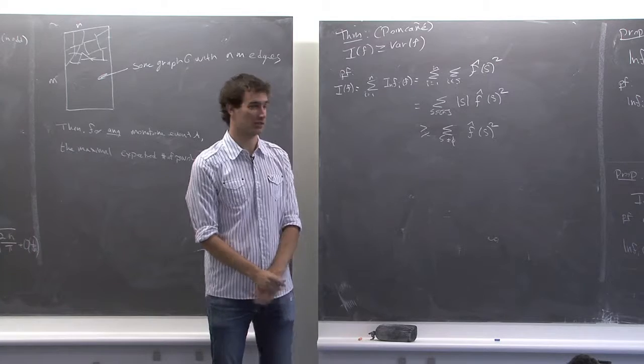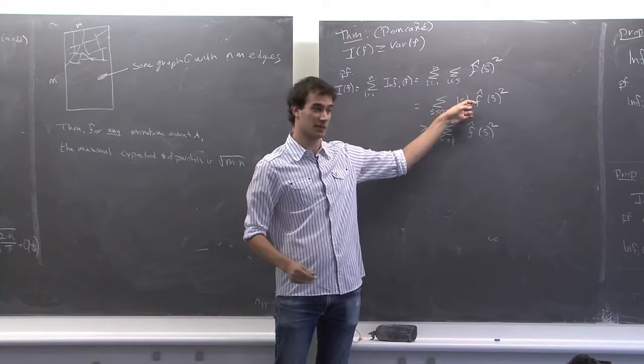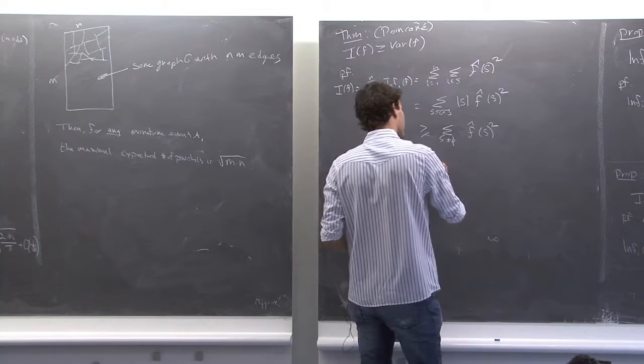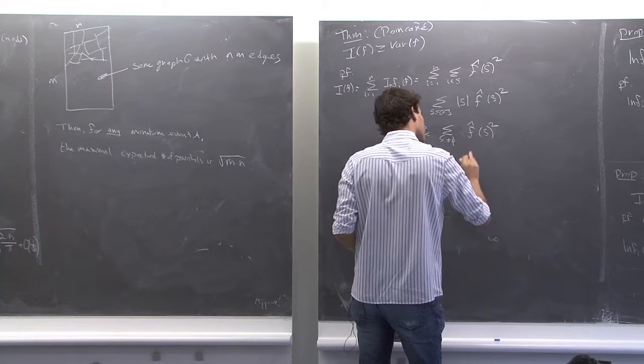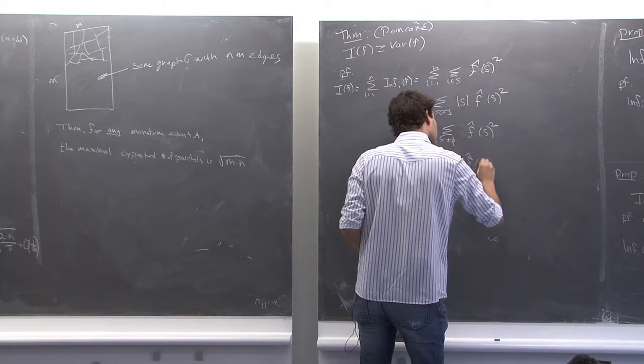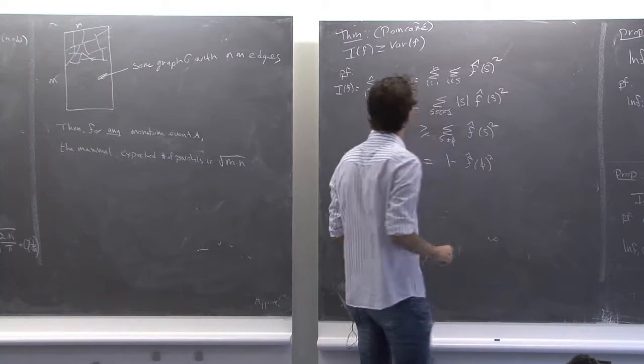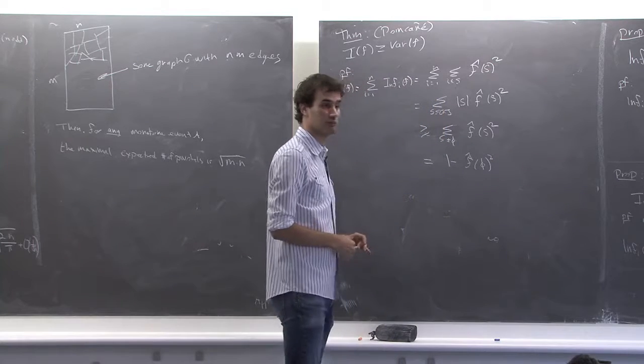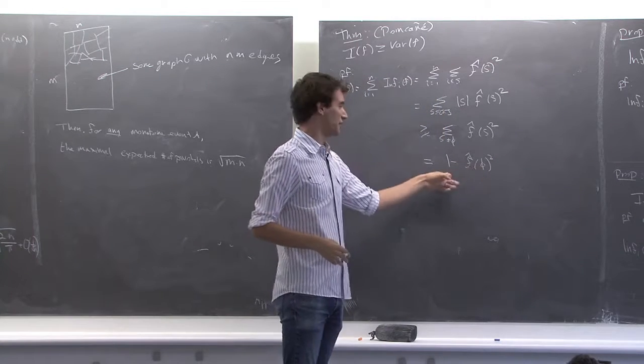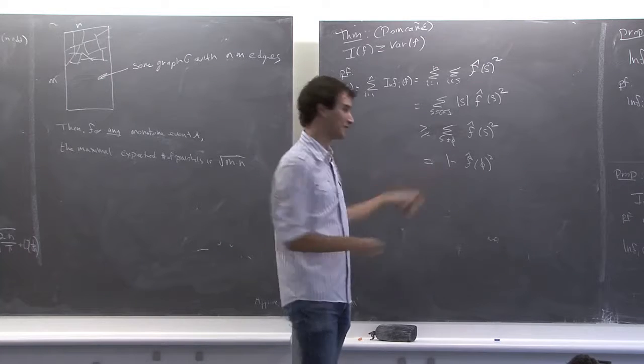By just a trivial bound, if I sum over all non-empty sets, this is at least 1. This is the expectation squared. This is the L2 norm exactly. So this is equal to the variance.